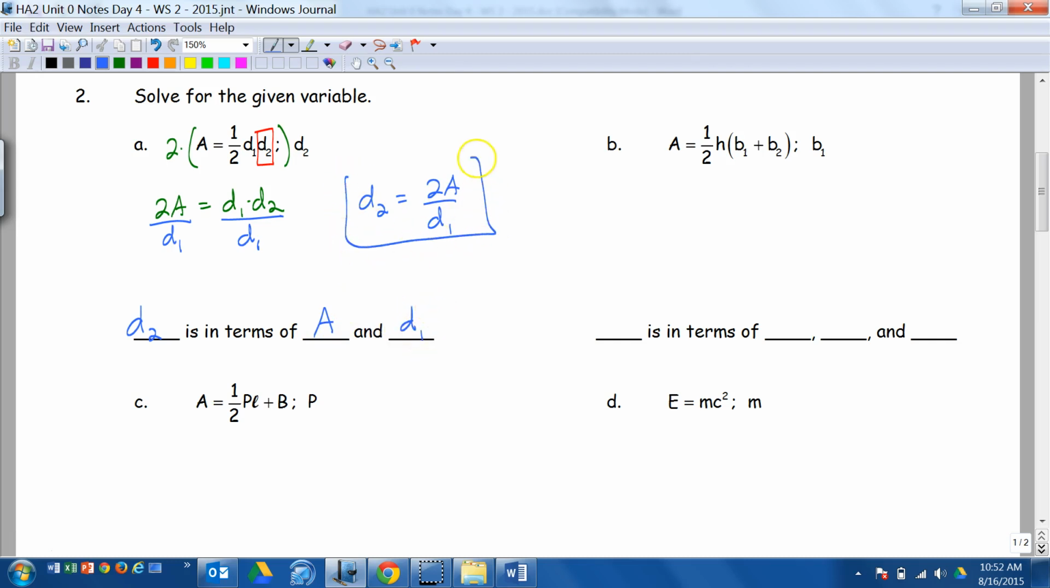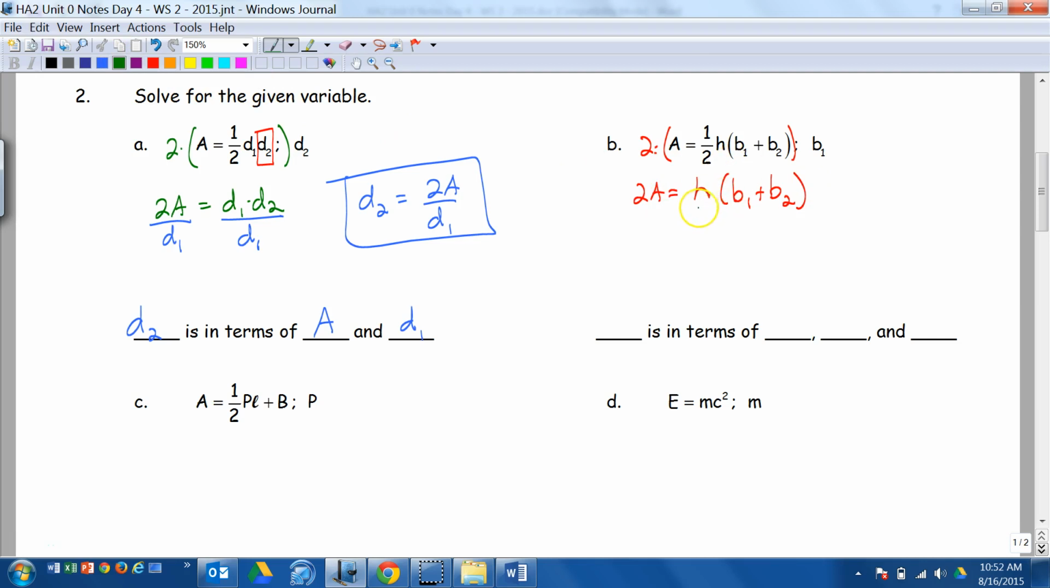Okay. Now it gets a little trickier when we have pluses, but remember this piece is like a chunk being multiplied by these two here. So to get to b1 we have to deal with this outside stuff first. So the first thing I'm going to do, again to get rid of the 1/2, is multiply everything by 2. So I get 2a is equal to, these 2 and 1/2s cancel, and I'm left with an h times b1 plus b2.